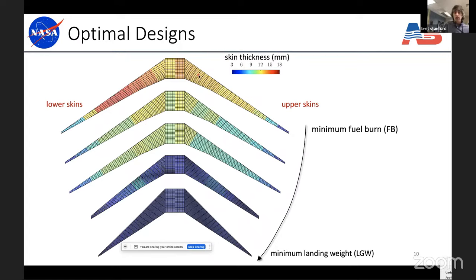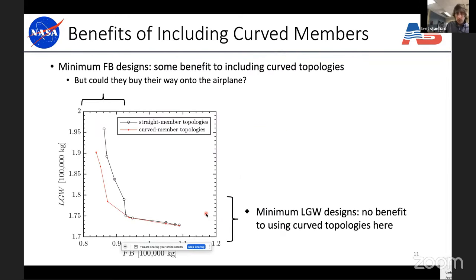As we move from the top to the bottom, we sweep from minimum fuel burn designs down to minimum landing weight designs. You can see there are some pretty substantial topological, shape, and sizing changes across this front. We have shorter wingspans, more wing sweep, and thinner skins, right? The skin thickness goes down almost to minimum bounds, and we get a ton more stringers pushed into the system. So this is the optimal trade-off that the design has found as it moves across that Pareto front.